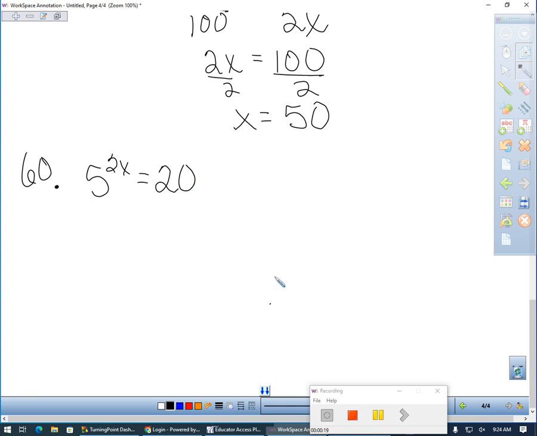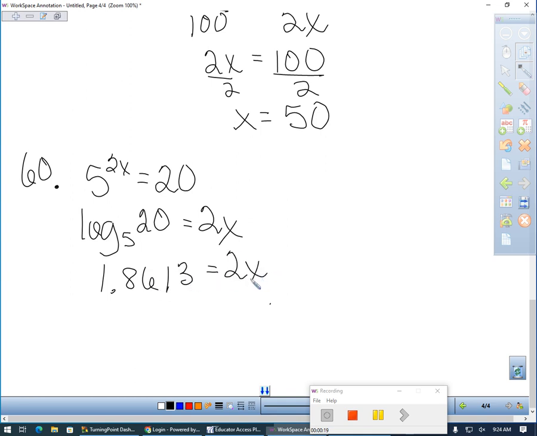Algebraically, we would change this into log form. So I have log, the base of the exponent is the base of my log, of 20 equals 2x. So I go to my calculator. On the left, I get 1.8613 equals 2x. And of course, I would divide both sides by 2. So I get x equals 0.9306.